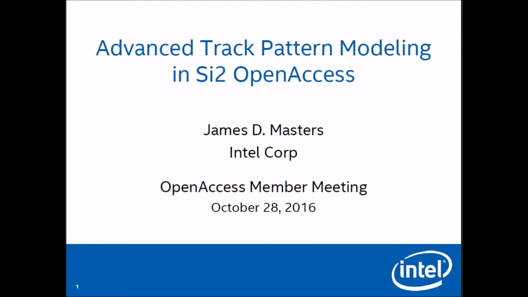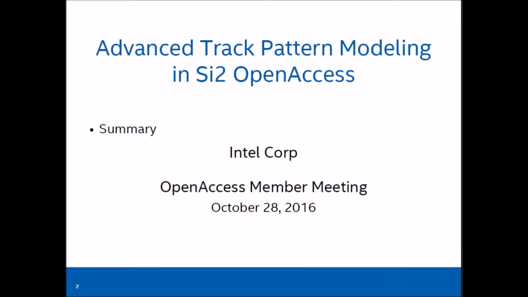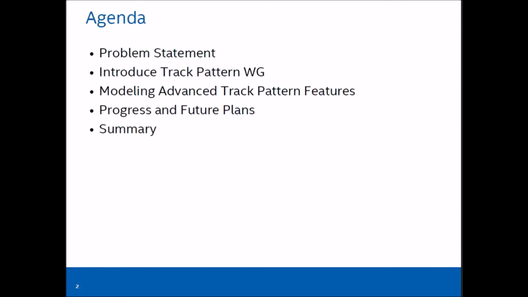So yeah, I'm going to talk about some requirements for advanced track pattern modeling and how that can fit within OpenAccess. For the outline, the first thing I want to do is go over the problem statement to explain where this need is coming from. And then I'll introduce some work that we've done recently in the track pattern working group. I'll discuss a little bit of how we're modeling some advanced track pattern features, give an update on progress and future plans, and then summarize.